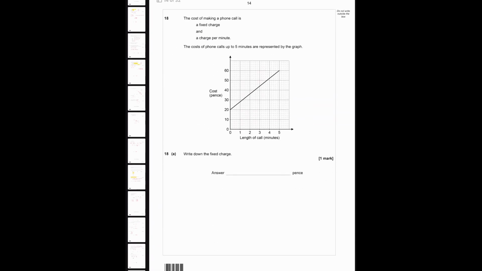Question 18 looks like a long question, but is actually made up of 3 small questions. The cost of making a phone call is a fixed rate charge and a charge per minute. The costs of phone calls up to 5 minutes are represented by the graph. The first part is asking us to write down the fixed charge.